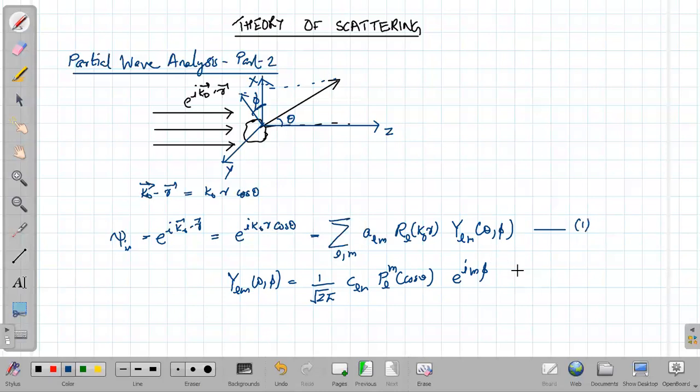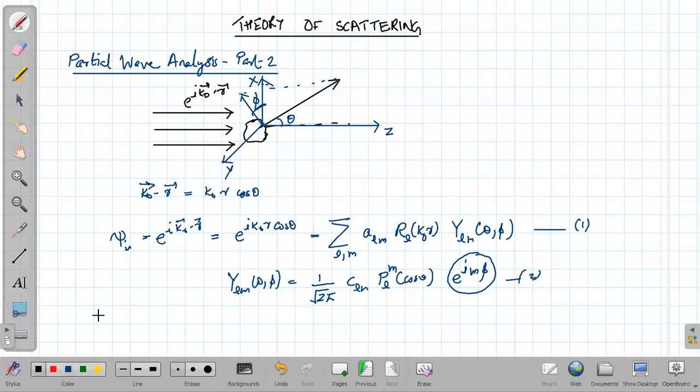Now if you look at equation number 1, the right side contains r, theta, phi, but the left side contains only r and theta. Therefore in the right side the phi dependence should vanish. How would the phi dependence vanish from the right side? It would vanish if there is no e raised to i m phi term in equation number 2, and that is possible if you set m equal to 0. So that is the argument.